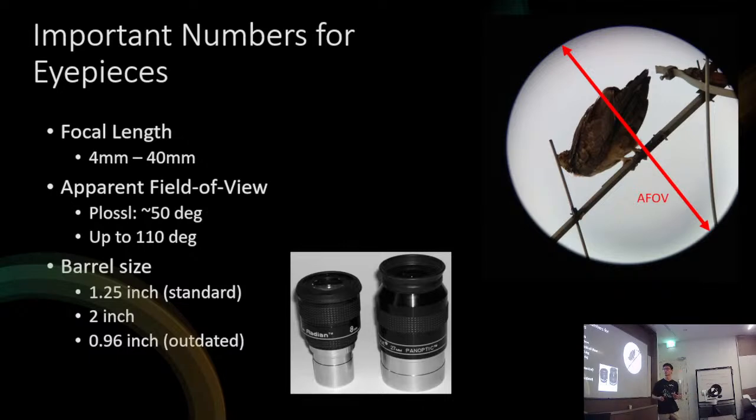So the smallest is usually 1.25 inch. There are larger eyepieces, they are known as 2-inch eyepieces. Those, of course, are more expensive. They are a lot heavier. You usually find them with larger telescopes or observatory size telescopes. And there is an older convention that uses 0.96-inch eyepieces. So if you have those kind of vintage telescopes, then you're out of luck, right? Because you need to get special eyepieces for this telescope.